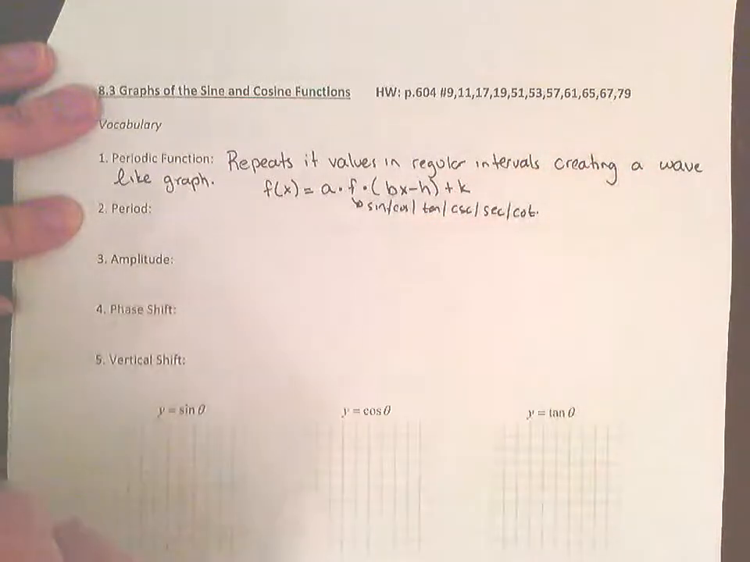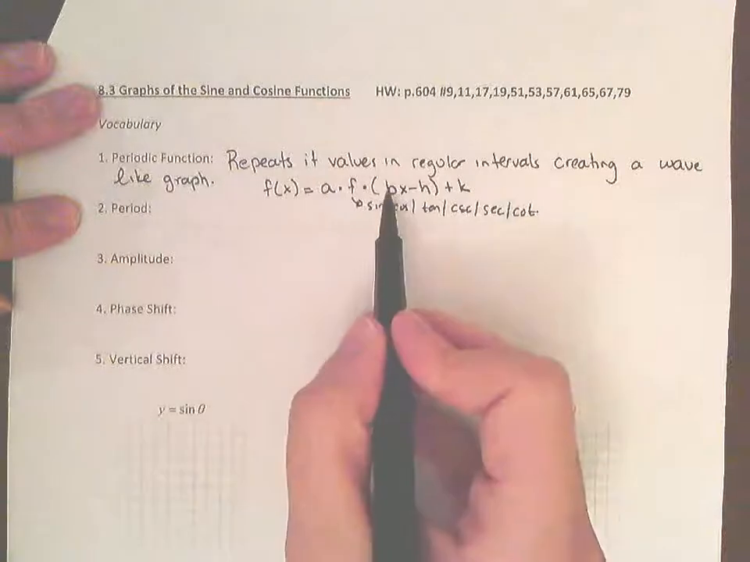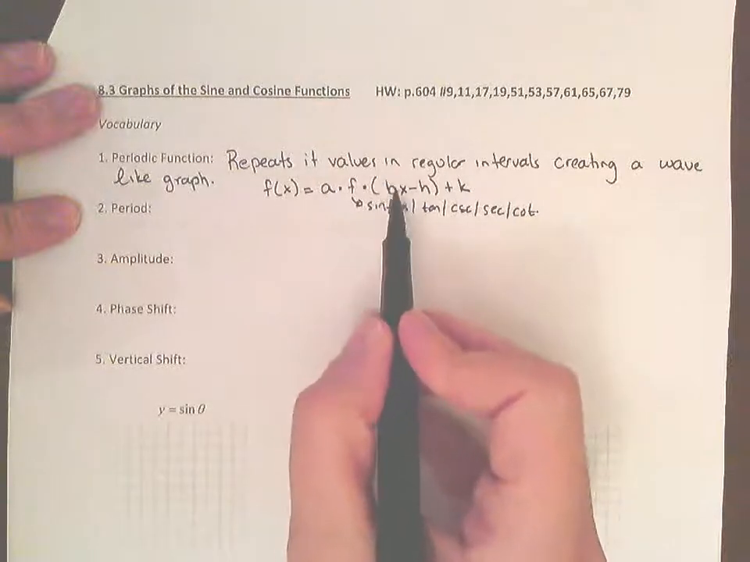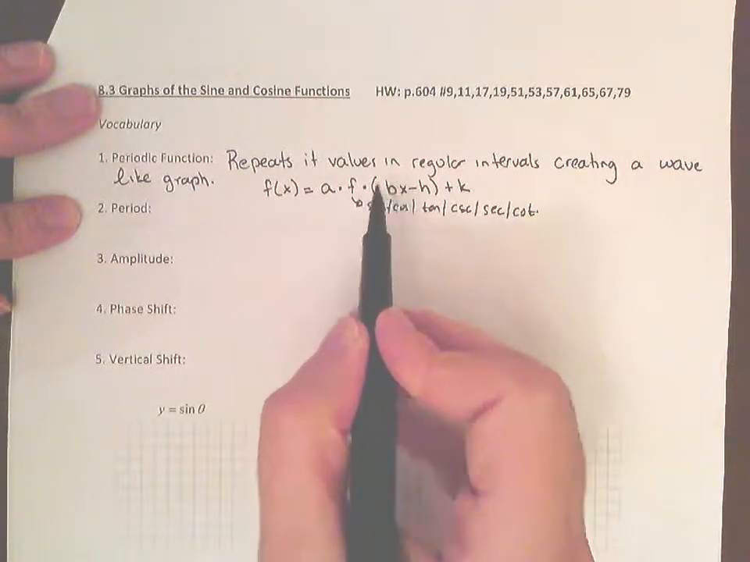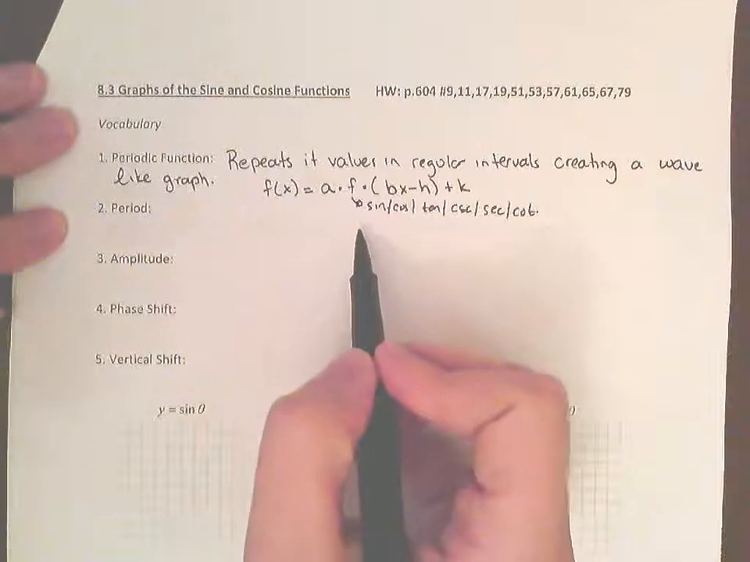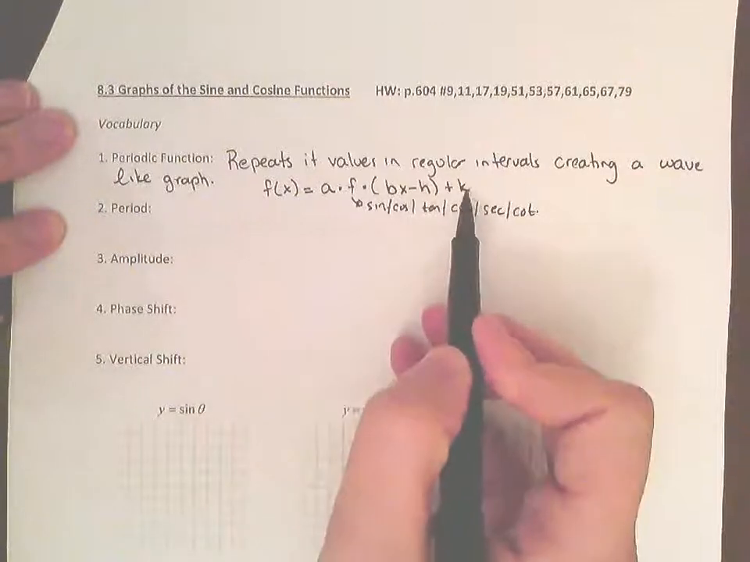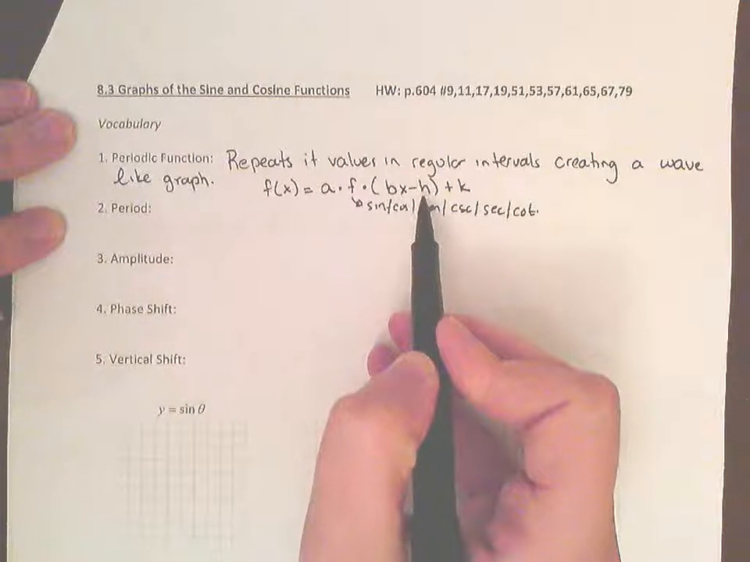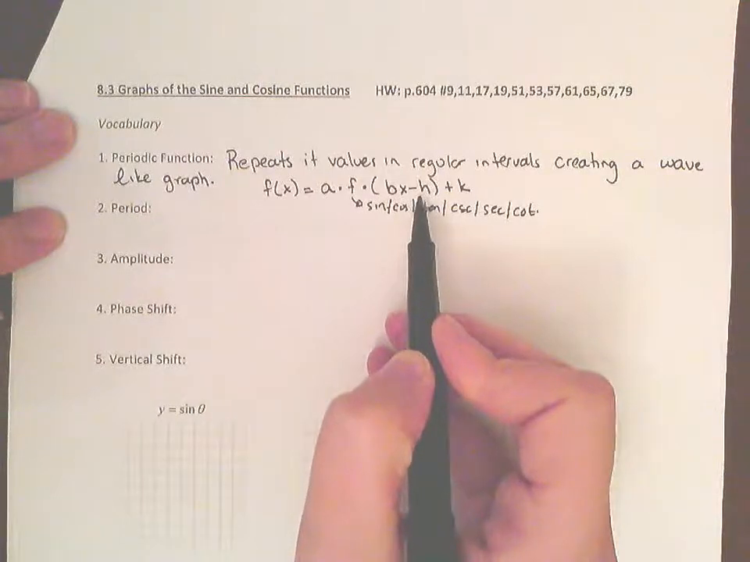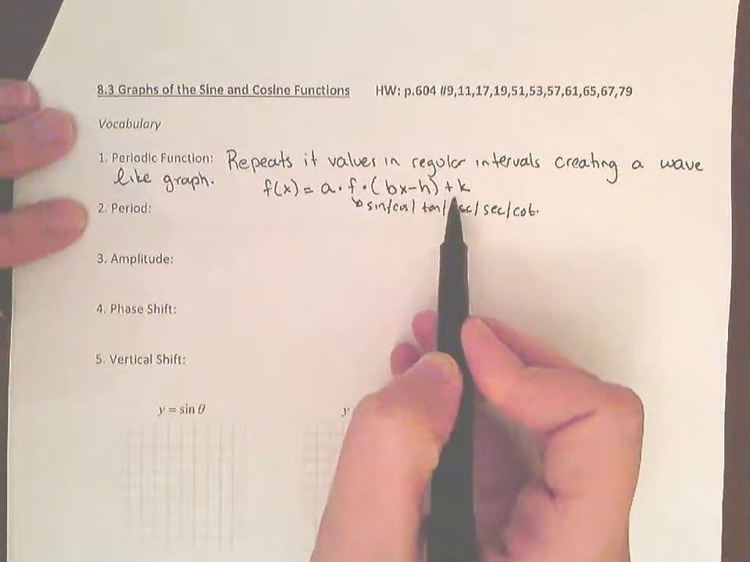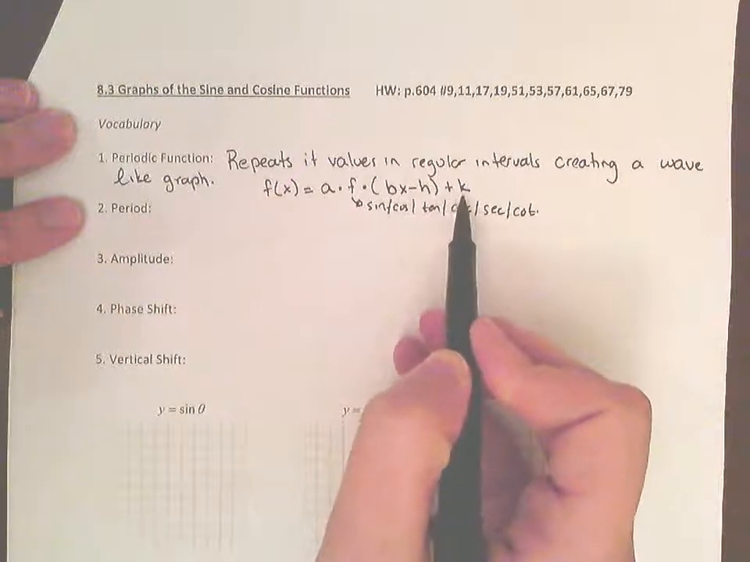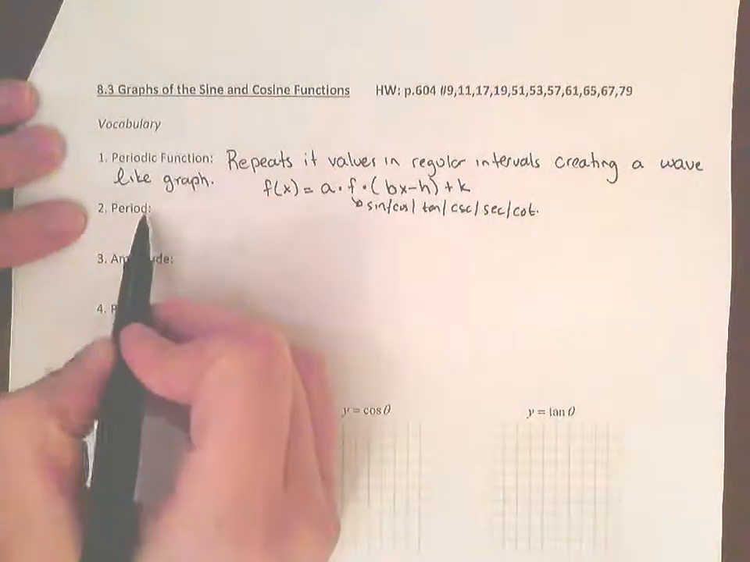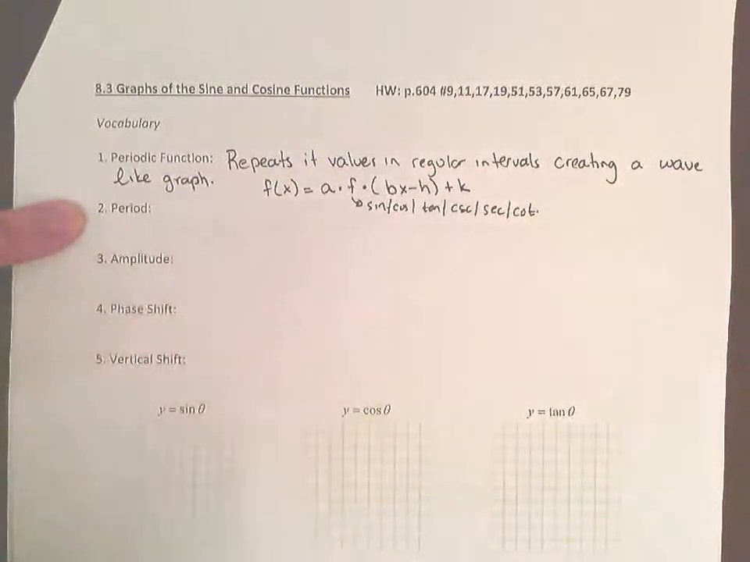And we'll identify what that b is in a minute. But it's going to be a number that is in front of x inside the parentheses. And then the h and the k is what it's always been. This will always be your left or right, your horizontal displacement or translation, and then this will be your up and down.